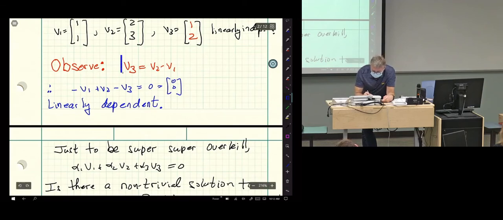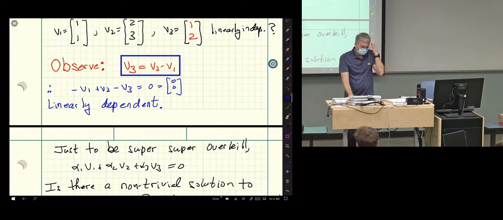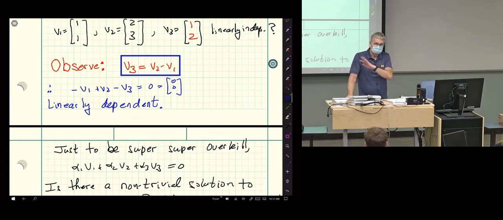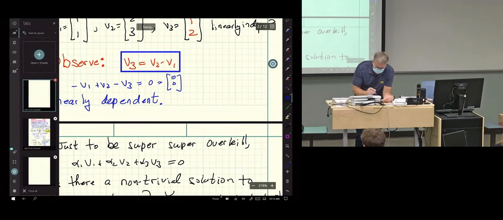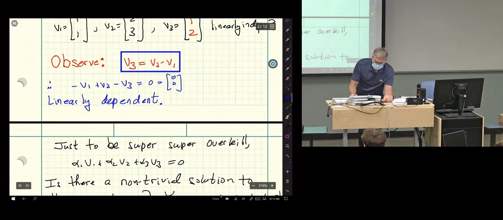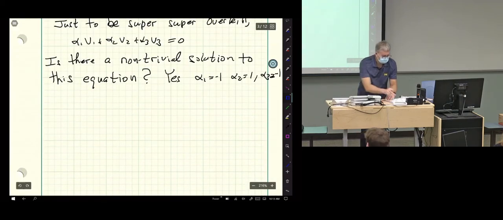But as soon as we have this, we can stop here. We don't have to do anything more, because this already says they're not independent, because one of them can be written as a linear combination of the others. And if you're linearly independent, that cannot happen. So it's just overkill to go ahead and do it. Once you have that, you can always pop out the coefficients.